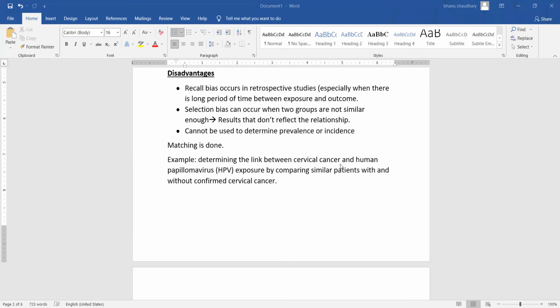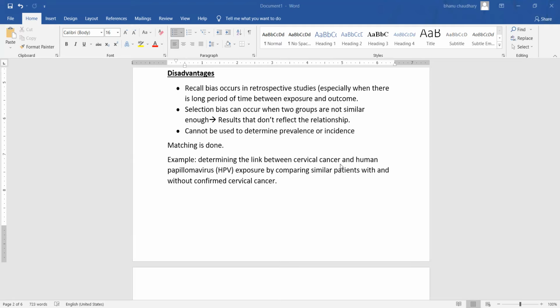I have a question. How can we differentiate the retrospective cohort and the case control? If there is a question, how can I differentiate whether this is a retrospective cohort or a case control? Like, in both we have to go back, right?